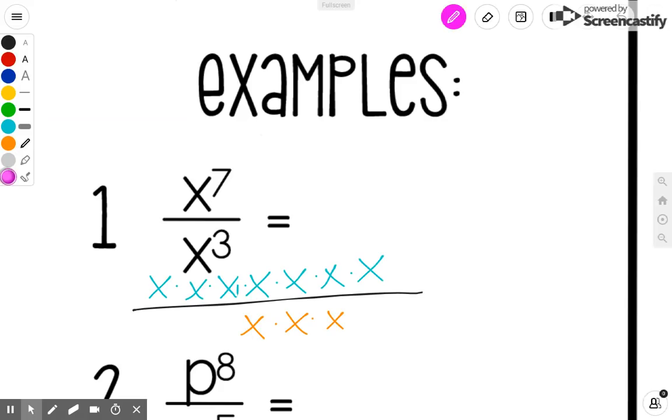So let's go ahead and cancel them out. So this one cancels here, this one and this one cancel, this one and this one cancel. So it looks like I'm left with 1, 2, 3, 4, x to the 4th power. And there's nothing in my denominator. Let's try the next one.